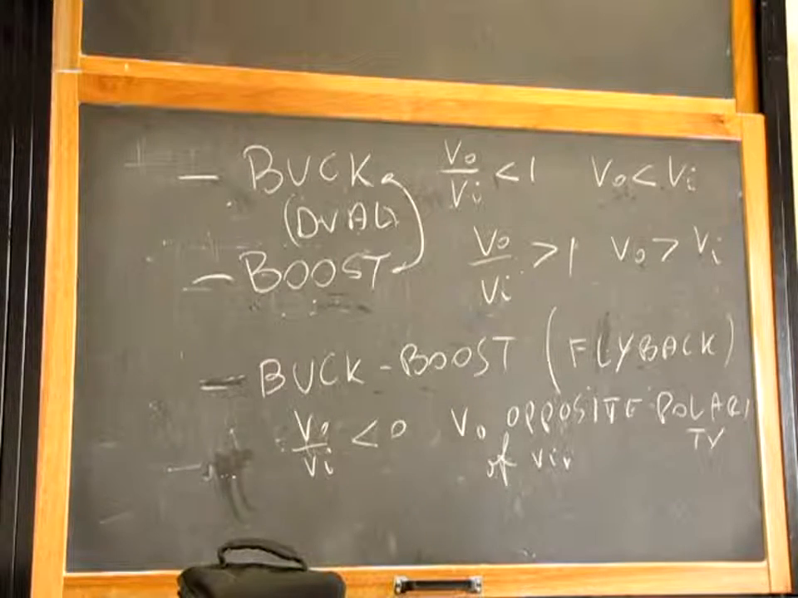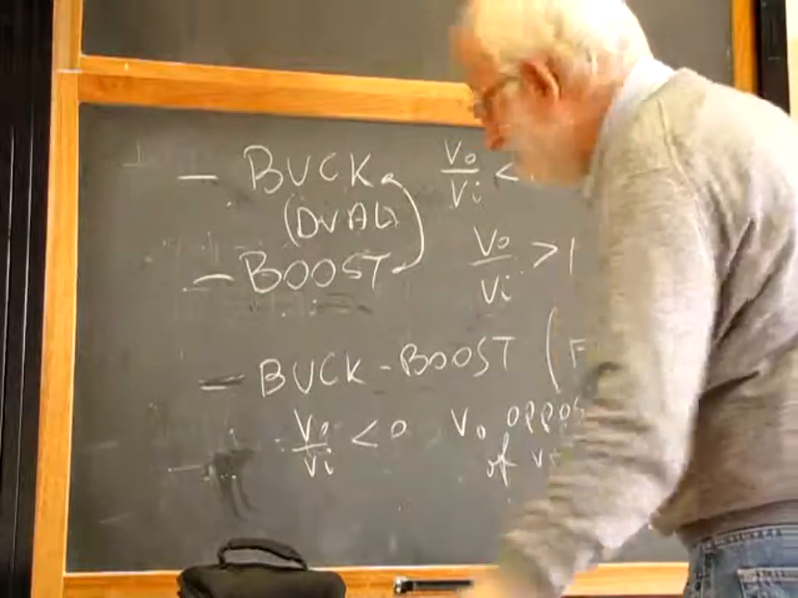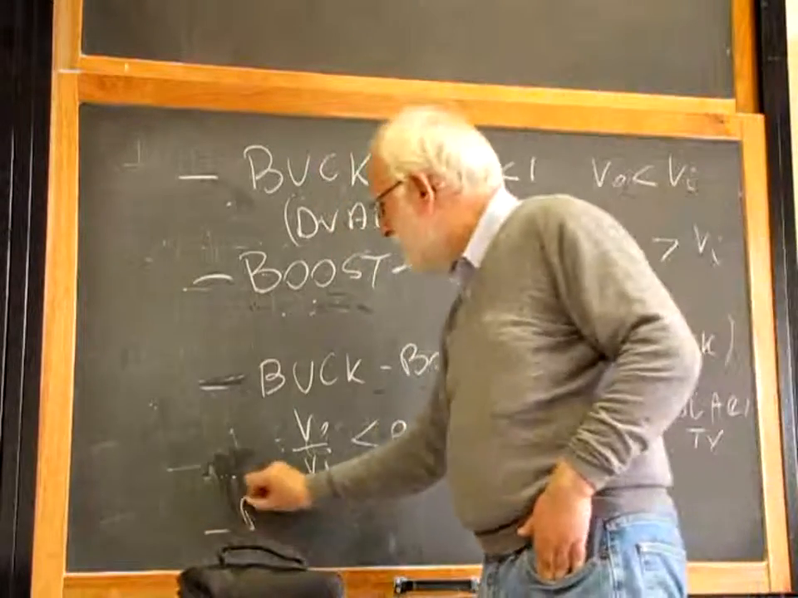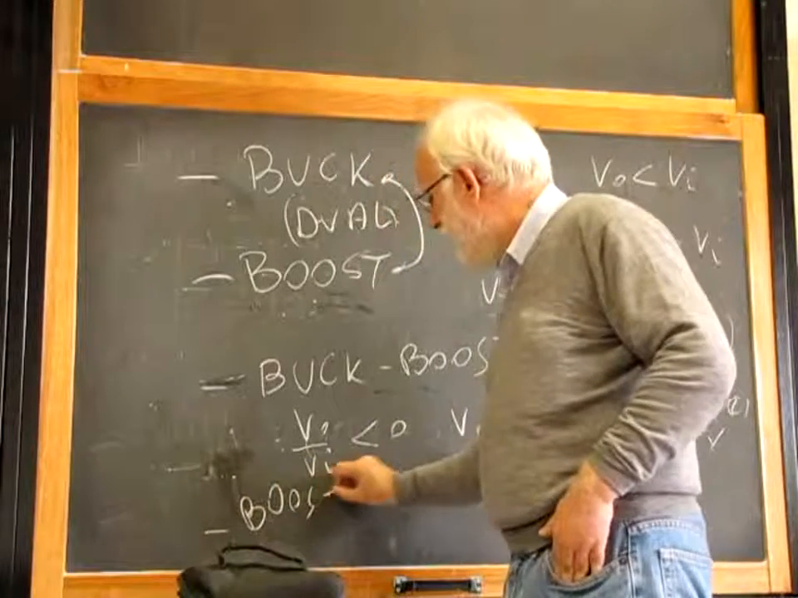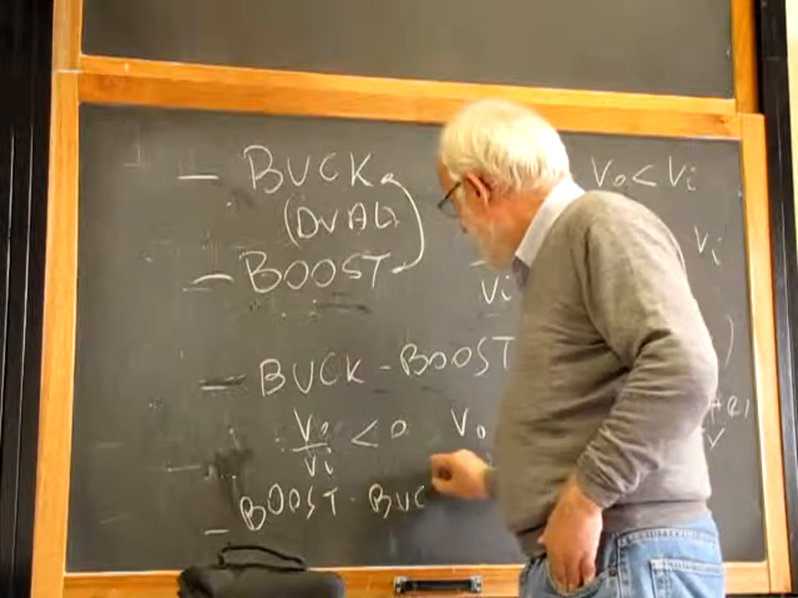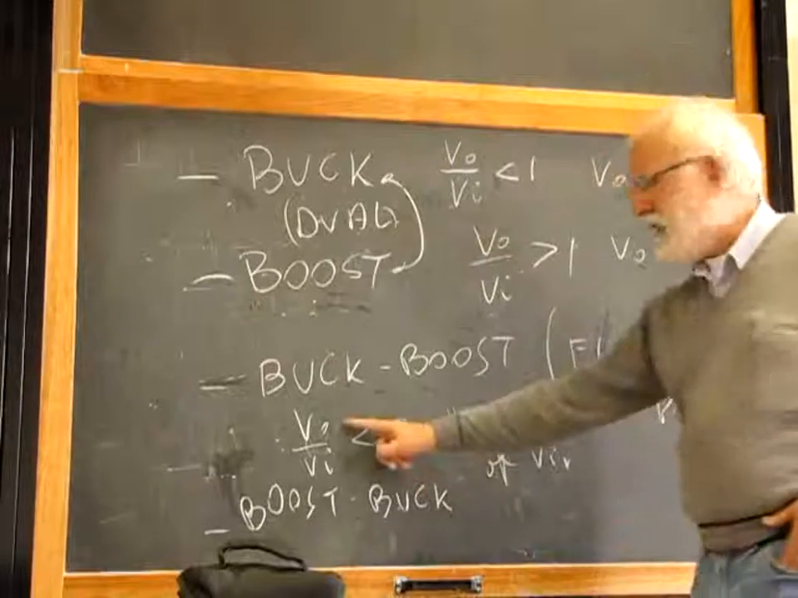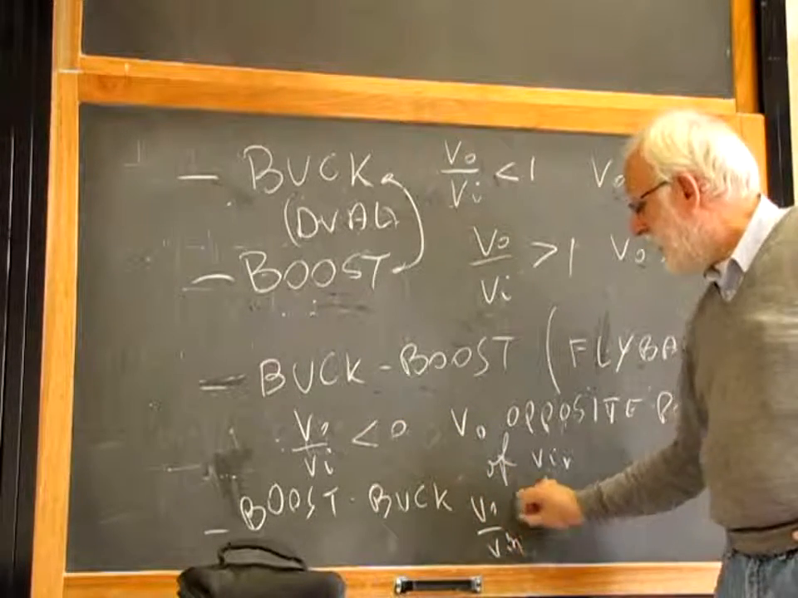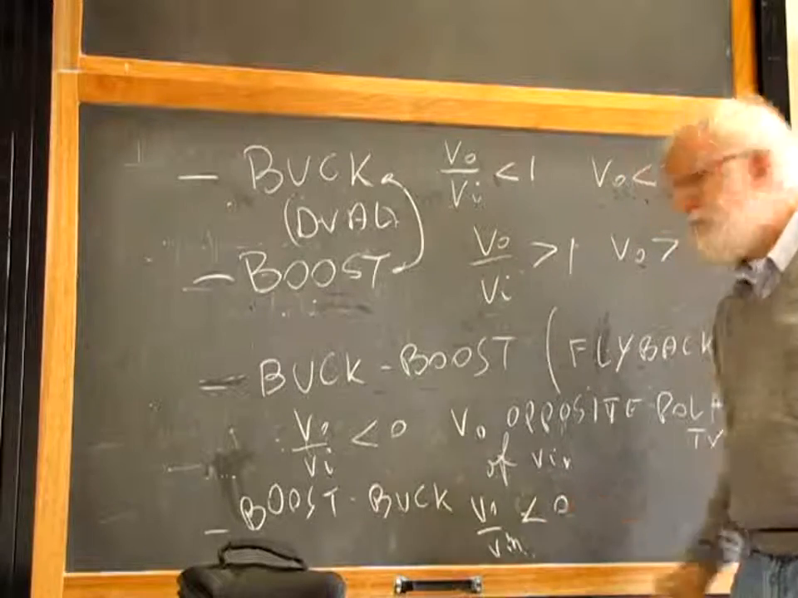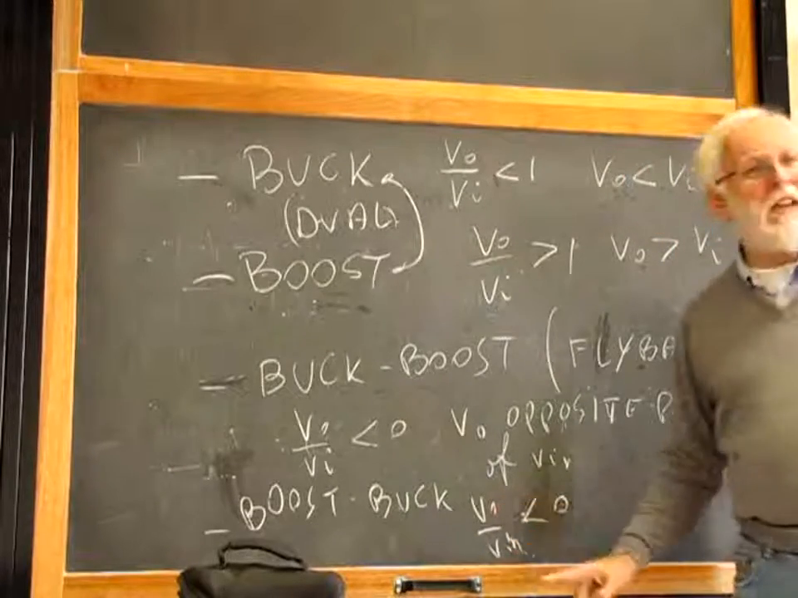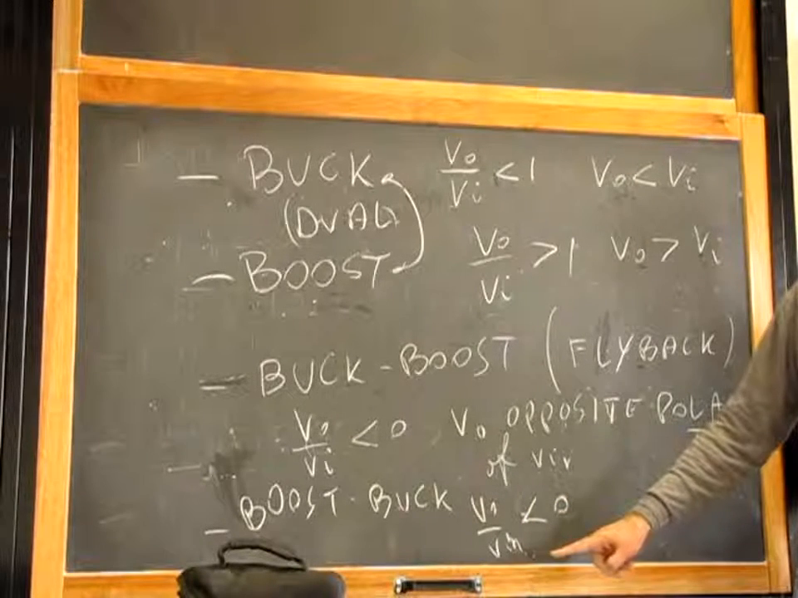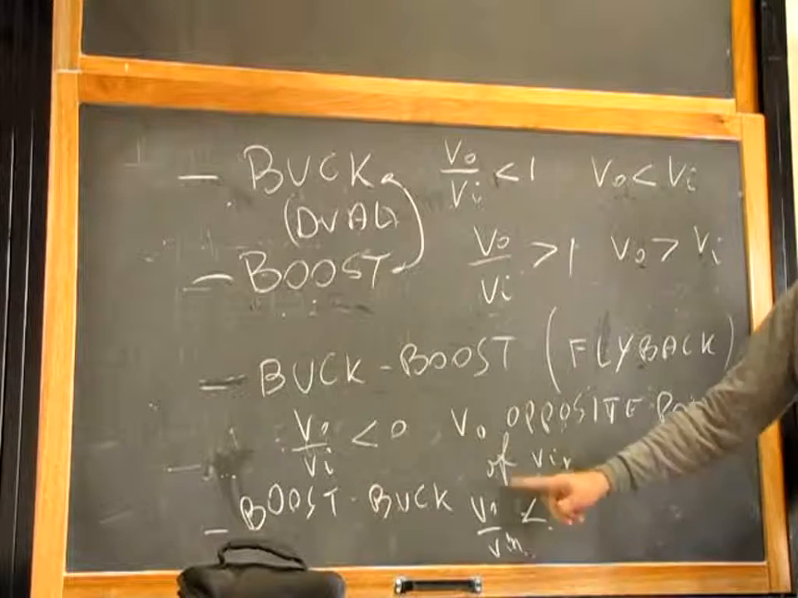If you swap them, what do you get? The boost buck. Sure. So the fourth topology is a boost buck that has the very same characteristic of the buck boost. V0 over V in is less than 0. What does it mean? It means that V0 and V in have opposite sign.